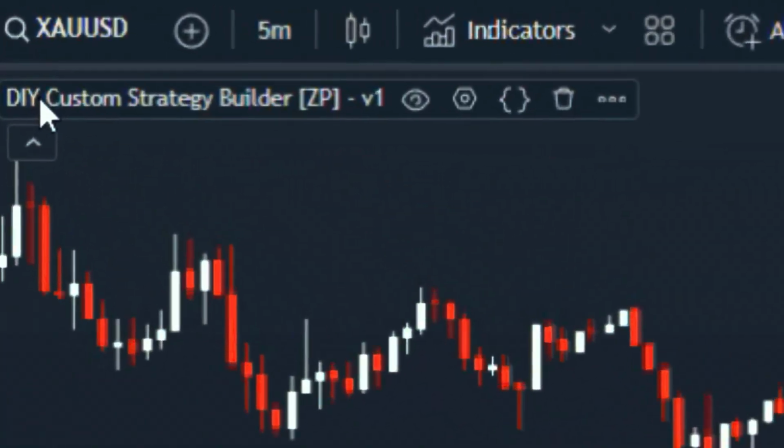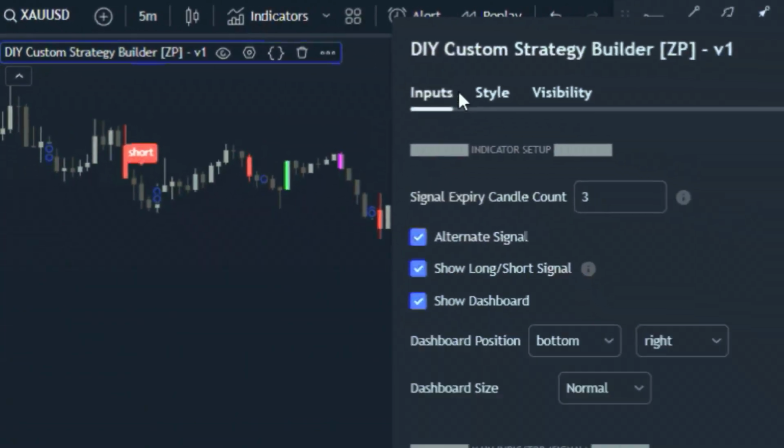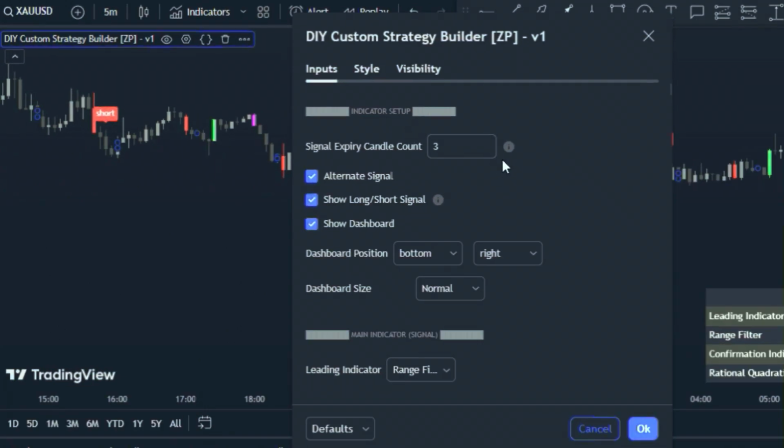We're kicking off with a bang using Ichimoku Cloud as our signal indicator, but don't worry, we've got more strategies up our sleeves with other indicators.